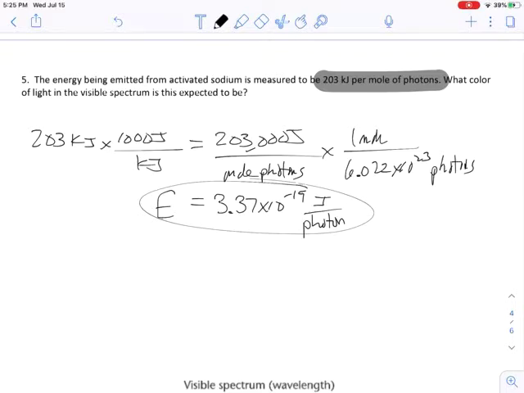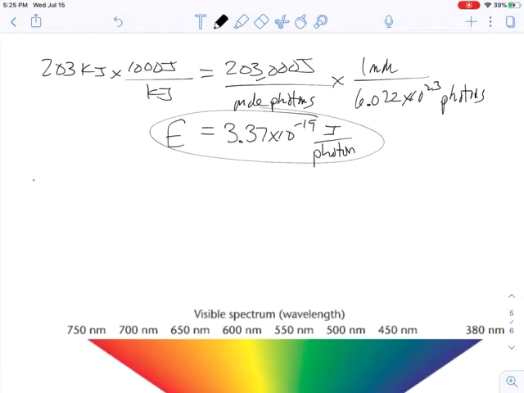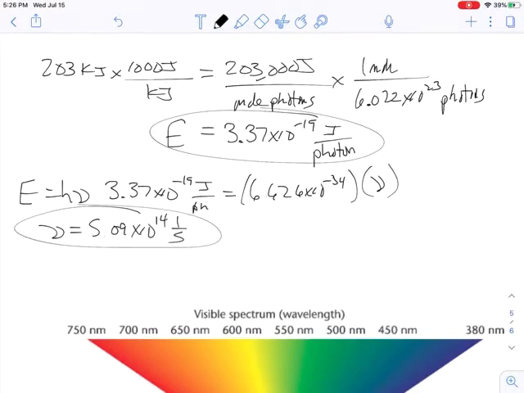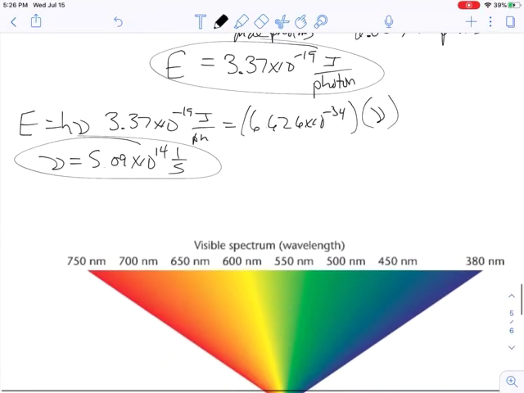Okay, now that's your energy for a single photon, but I don't want the energy, I want the wavelength. Okay, fine. We can just use our equations and go to town. It's the same ones we've been using all along. E is equal to h times the frequency, so 3.37 times 10 to the negative 19th joules per photon is going to be equal to 6.626 times 10 to the negative 34th times the frequency. And so the frequency turns out to be in the neighborhood of 5.09 times 10 to the 14th inverse seconds for that photon.